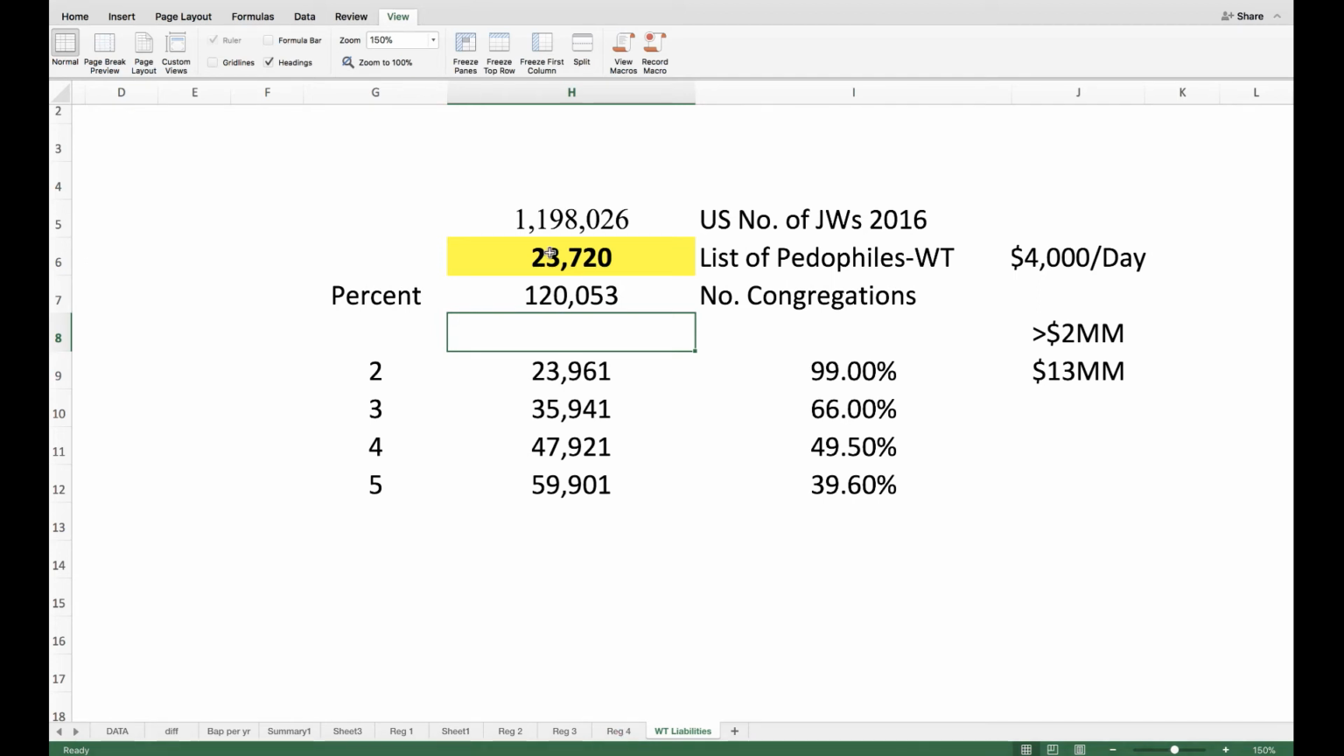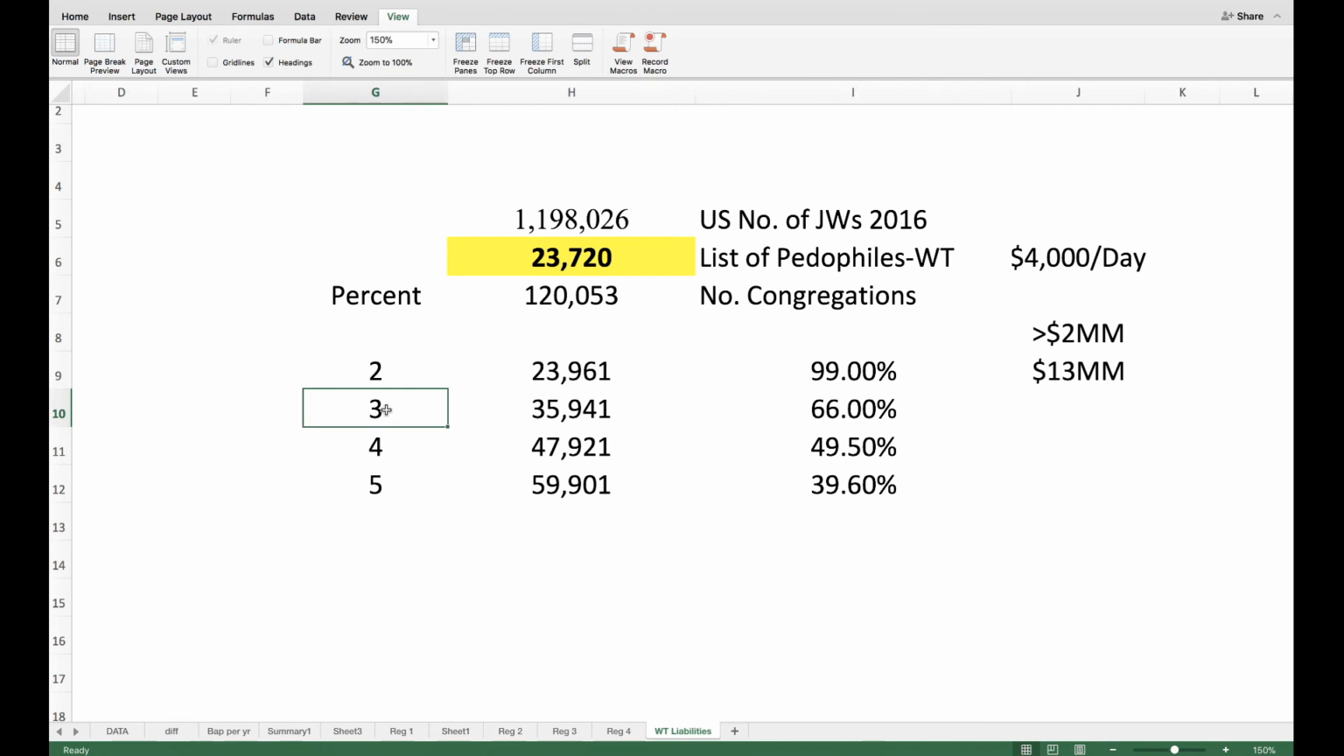So this number here, 23,720, represents 2% of the number of publishers in the United States. 2%. Okay, 2% of the Jehovah's Witnesses are on that list of pedophiles. That is a substantial number, and that, you see here, 99%, that's roughly 100%.